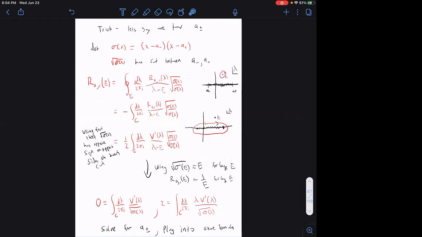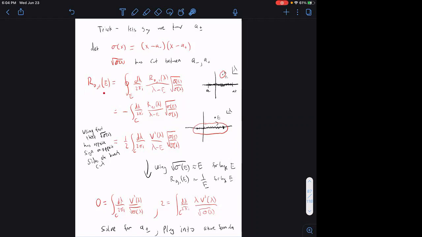So let's define a function sigma of x, which is x minus a minus times x minus a plus. Those are the endpoints of the support of the density of states. So let's say we know what those are, so we can compute sigma. We'll later show how to solve for these. So the square root of sigma of x is going to have a branch cut between a minus and a plus. So in the x plane, it's just along the real axis from a minus to a plus.